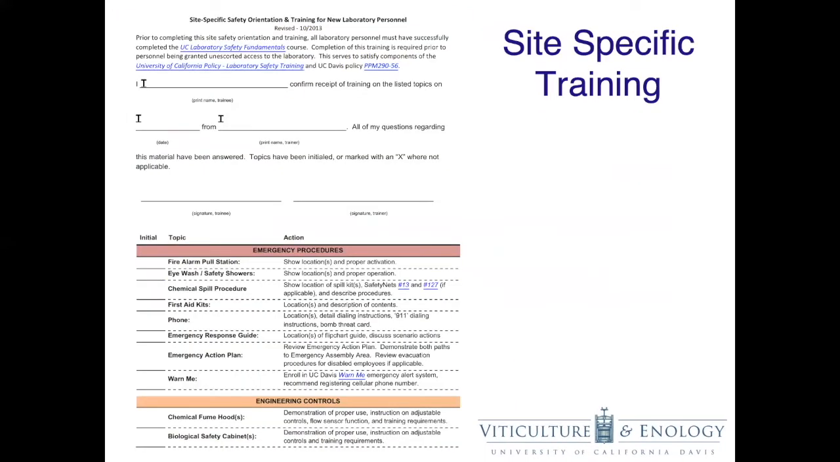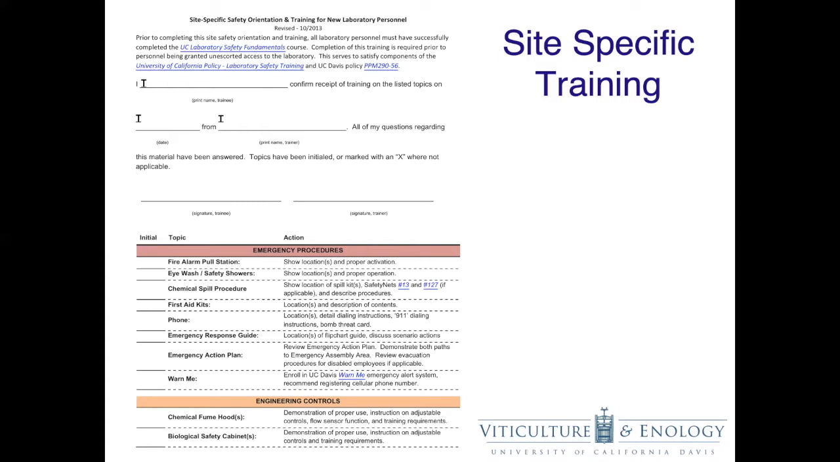Site-specific training. This is an example of the site-specific training checklist. You will need to receive this training prior to beginning work in the laboratory. In this training, you will need to learn the location and proper use of safety equipment, such as personal protective equipment, fire alarms, safety eye washes, spill and first aid kits, chemical fume hoods, and biological safety cabinets.